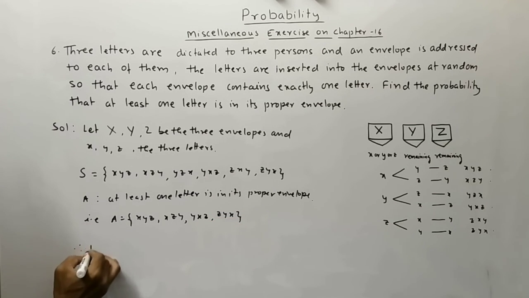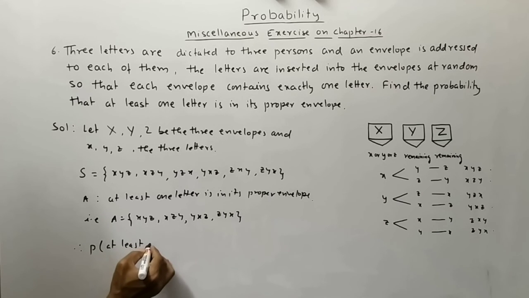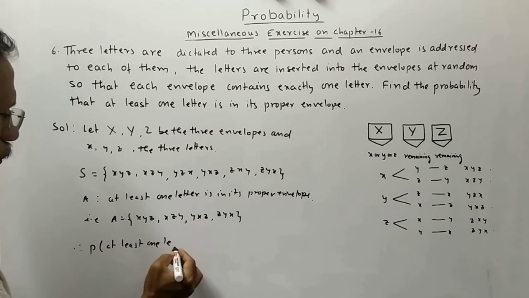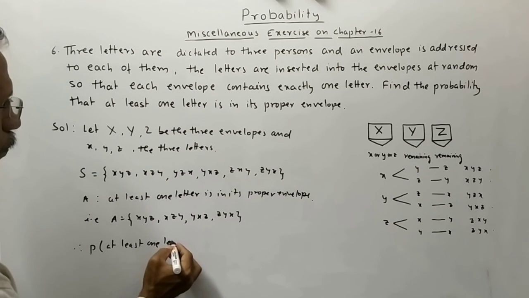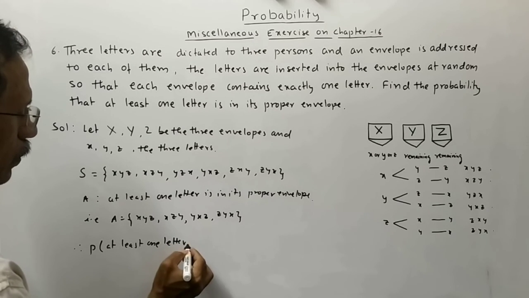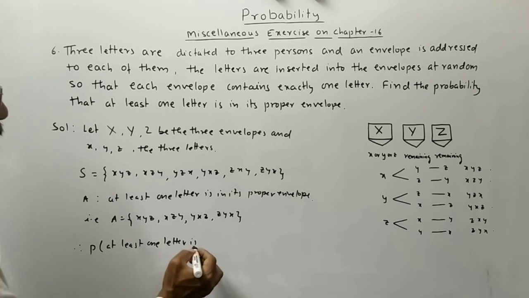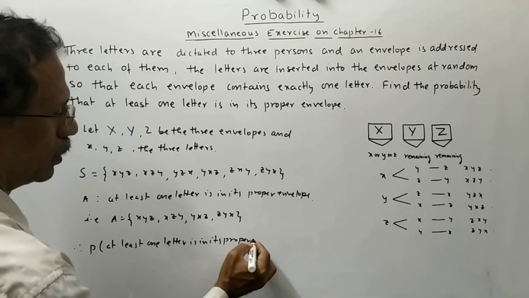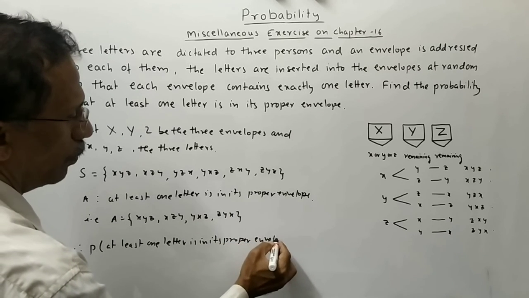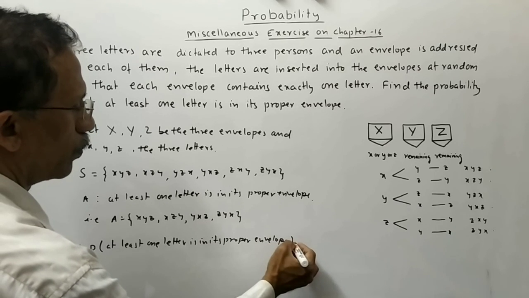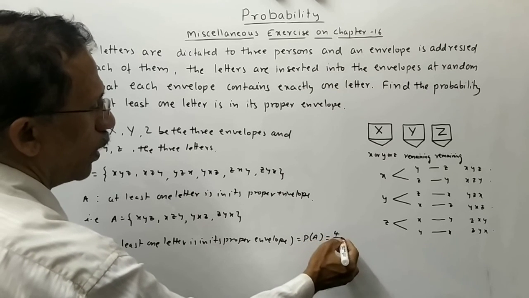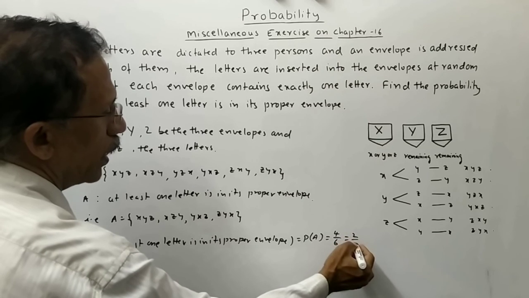Therefore, probability of at least one letter is in its proper envelope is equal to probability of A is equal to 4 by 6 is equal to 2 by 3.